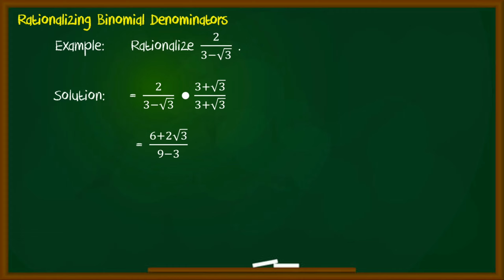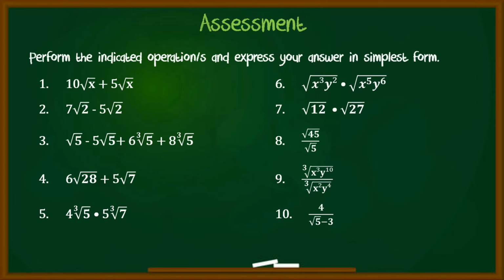Multiplying using distributive property, we get 6 plus 2 square root of 3 over 9 minus 3. Simplifying the denominator, we have 6 plus 2 square root of 3 over 6. Simplifying our answer, we have 1 plus square root of 3 over 3. For your assessment, perform the indicated operation or operations and express your answer in simplest form.